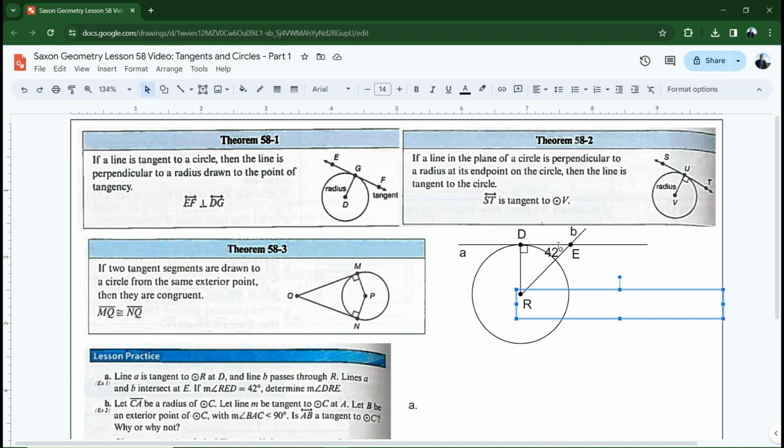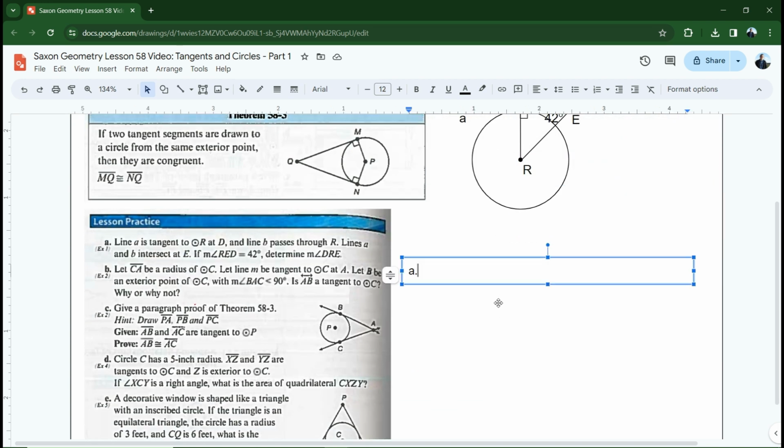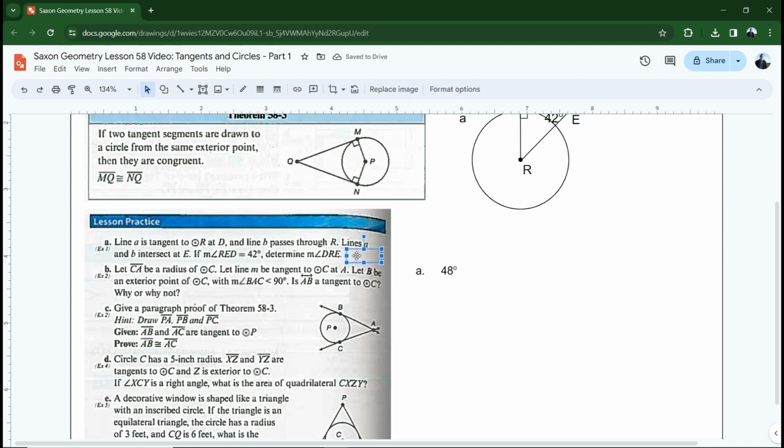We know this is a right angle. This is 42 degrees. That's a total of 132 degrees it's already taken up. We need to figure out what this angle has to be. It's going to be 48 degrees. So by drawing it out, I was able to figure out that angle DRE has to be 48 degrees.